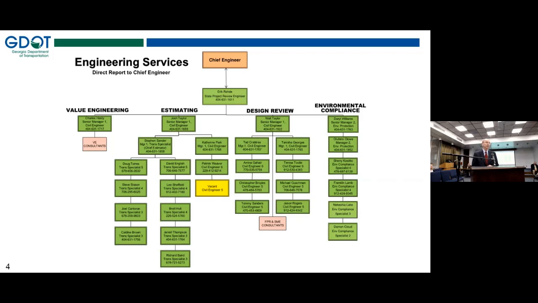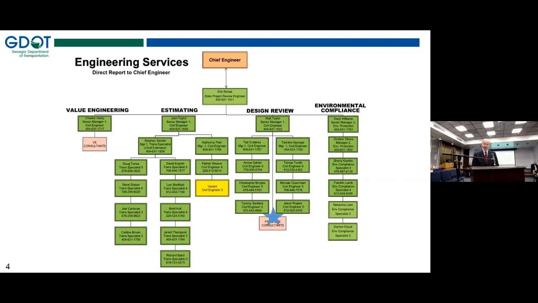We have four main functions, I call those in our office, and I'll start with our value engineering on the left of the slide. Our value engineering, we utilize two consultant contracts to conduct value engineering studies on projects that require those. The next area I'll move into is our design review section. That section focuses on improving and ensuring we have quality in our construction plans, and that's primarily done through our field plan review process and the reports that come out of those meetings.